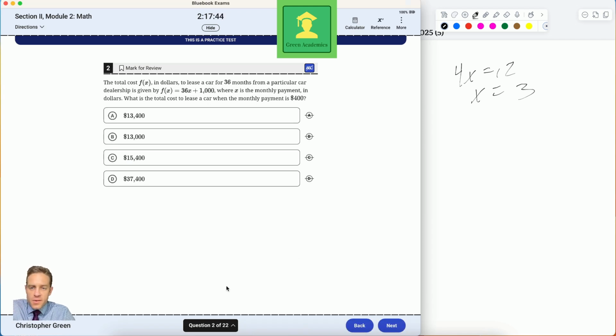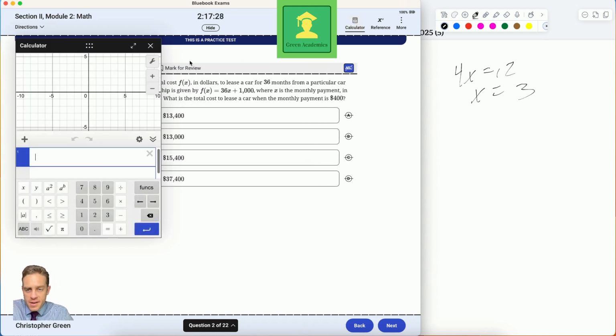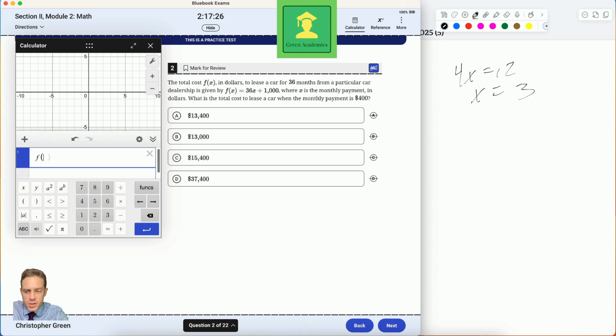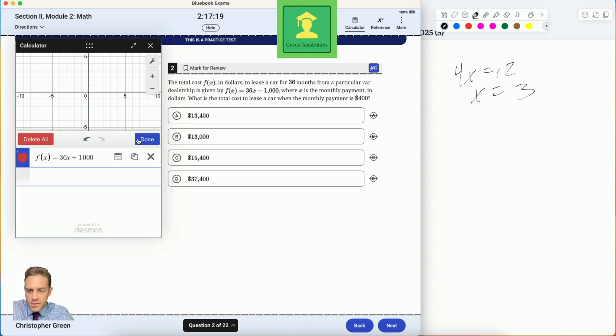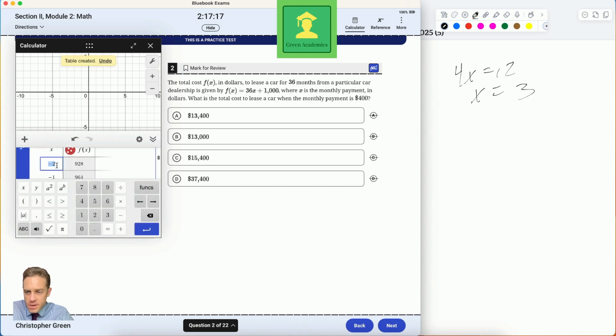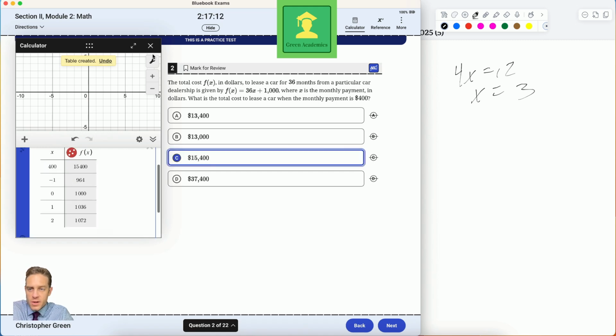Total cost f of x in dollars to lease a car for 36 months from a particular car dealership is given by f of x equals 36x plus 1,000, where x is the monthly payment, in dollars. What is the total cost to lease a car where the monthly payment is 400? Well, it's of course just plugging in 400 as x, but even if you weren't quite sure about how to do it on the calculator, you could get Desmos to easily help you using the table. So you go here and table, and if you put in 400, it tells you 15,400, which is the answer.